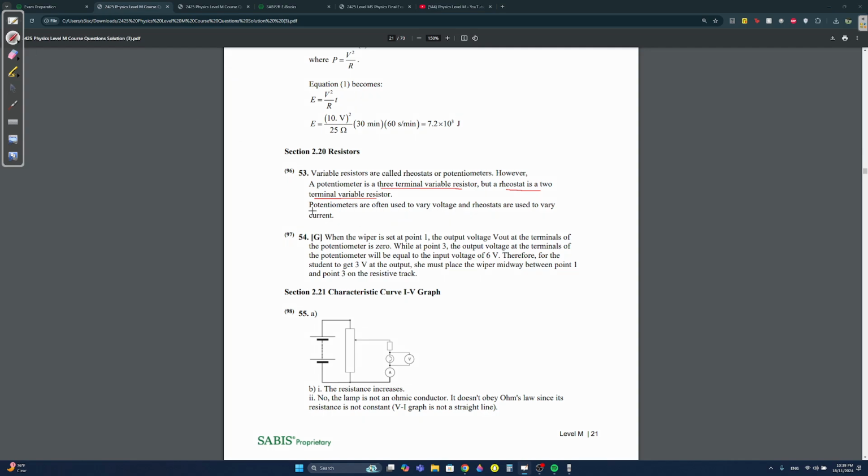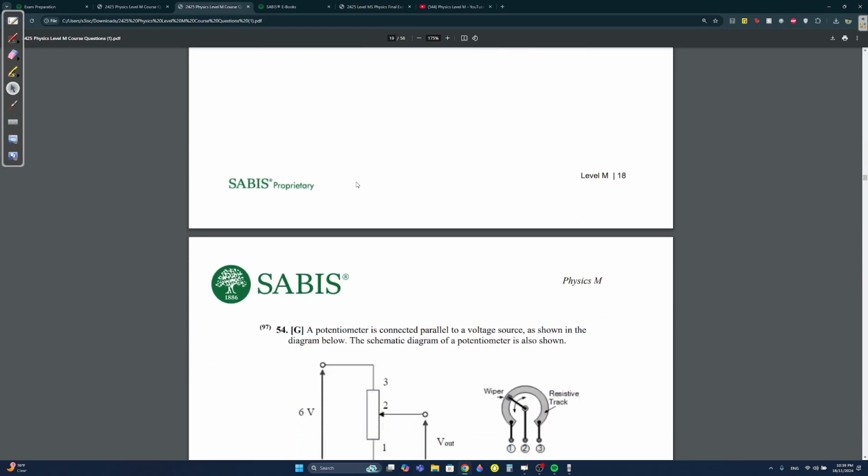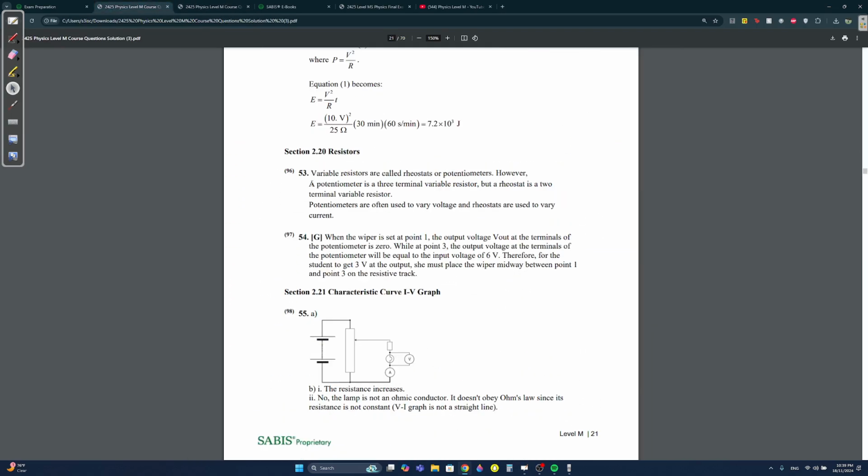Potentiometers are often used, and this is also important. This would be a 1 mark question. Here you could say potentiometers are for voltage, rheostats are for current. That's another mark. So, to summarize, say potentiometer is three terminals, rheostat is two. Potentiometers are for voltage, rheostats are for current. If it's 1 mark, I would write this one.